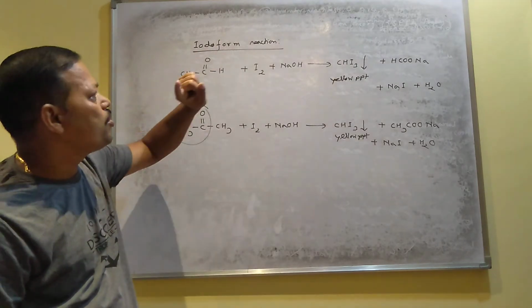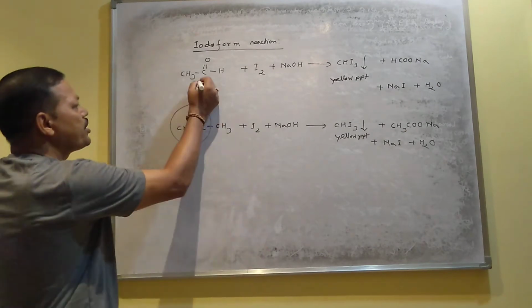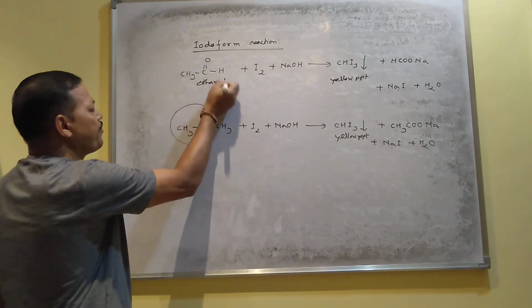So in the exam, if the question asks how to distinguish methanol and ethanol, then you have to write ethanol can show the iodoform test, but methanol cannot. After that, you have to write the ethanol reaction. So this is the process of distinguishing them.